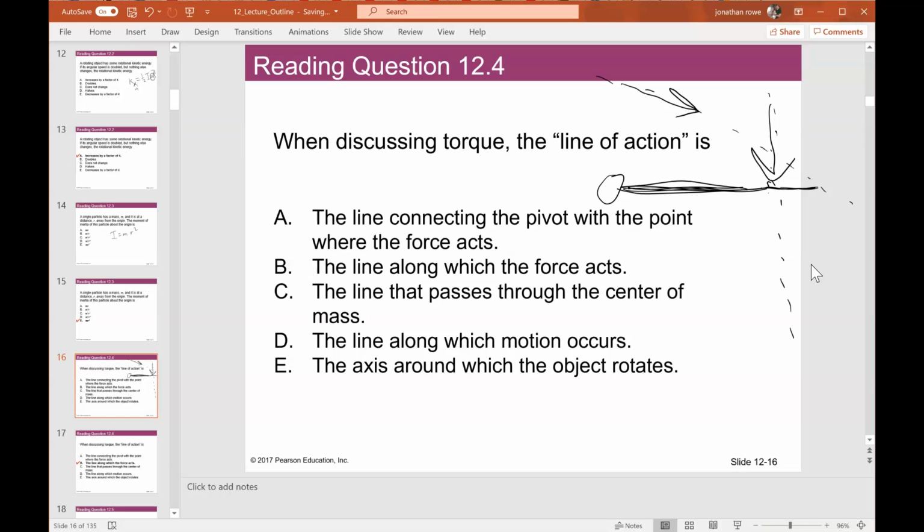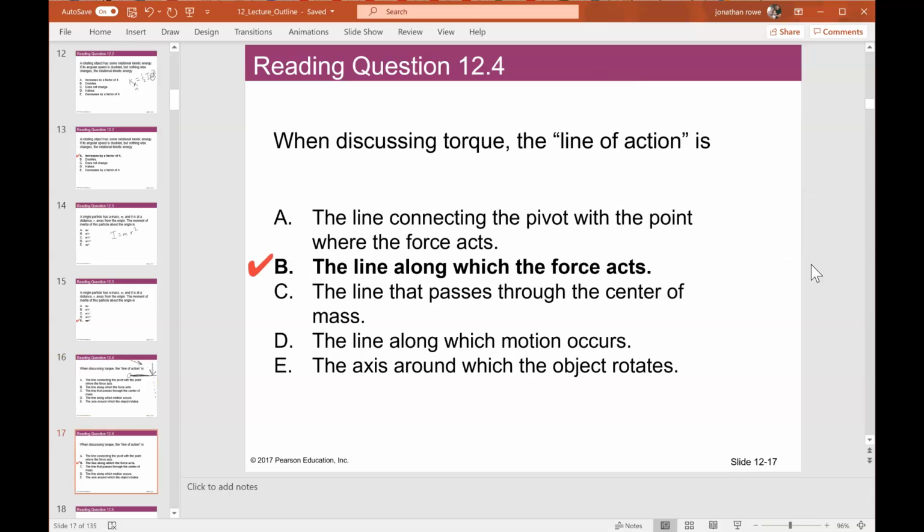Let me read C, D, and E. The line that passes through the center of mass, the line along which the motion occurs, nope. The axis around which the object rotates, nope. So I think it's B, but A and C are possible. Yeah, it's B. That's good.